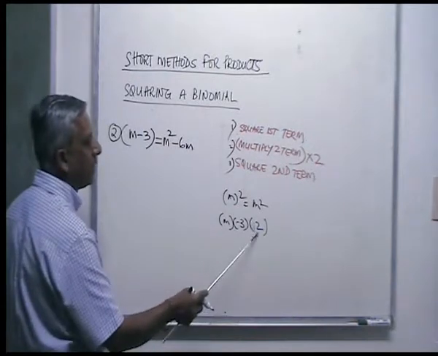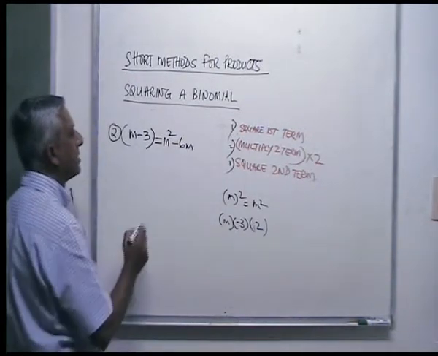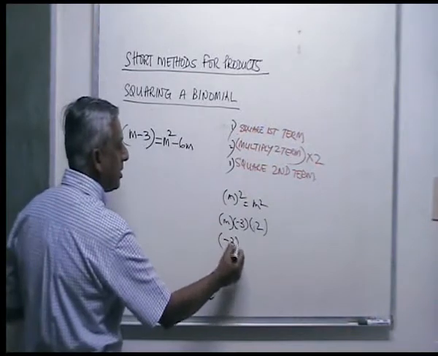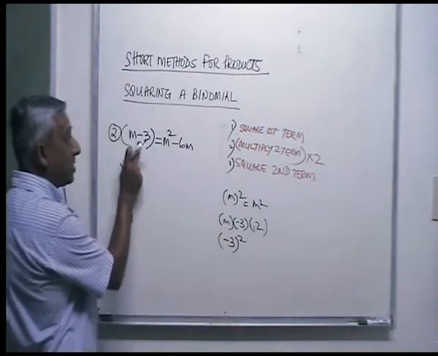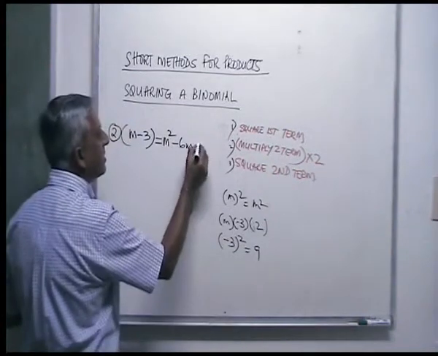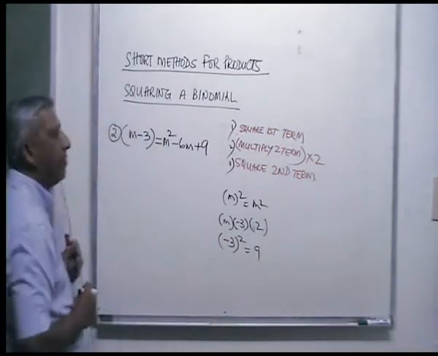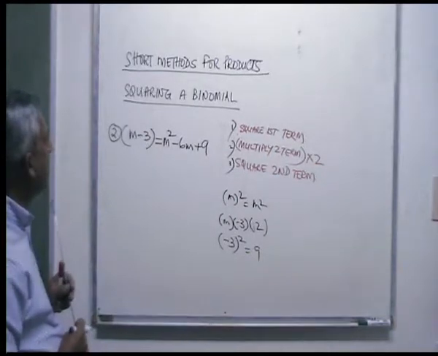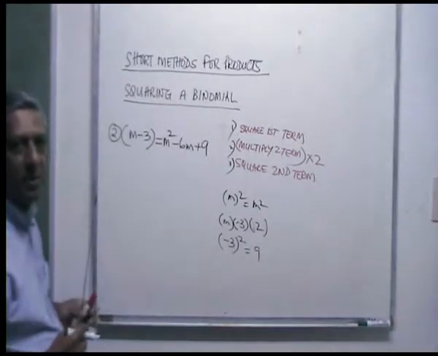Or if you look at it the other way, minus 6 times m gives you minus 6m. And then finally you've got to square the 3. Now watch out, it's minus 3, so you're squaring minus 3. If you square minus 3, you end up with plus 9. So that's number 2. Alright, let's take another example.